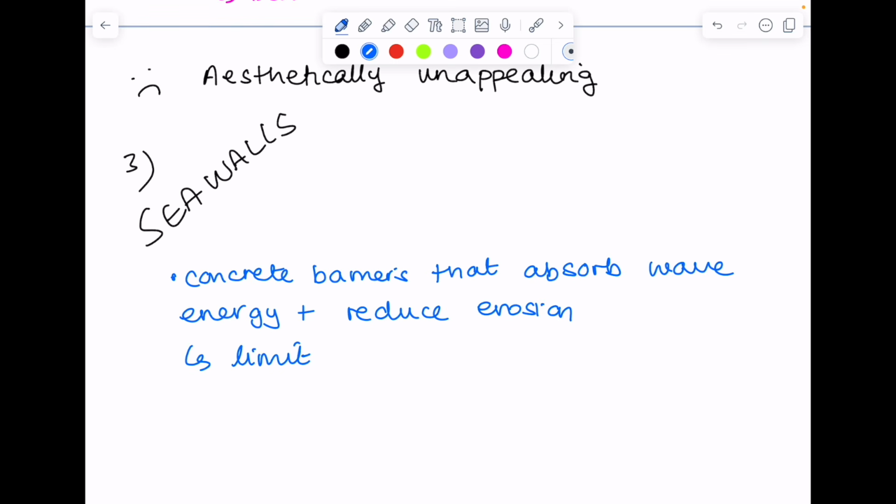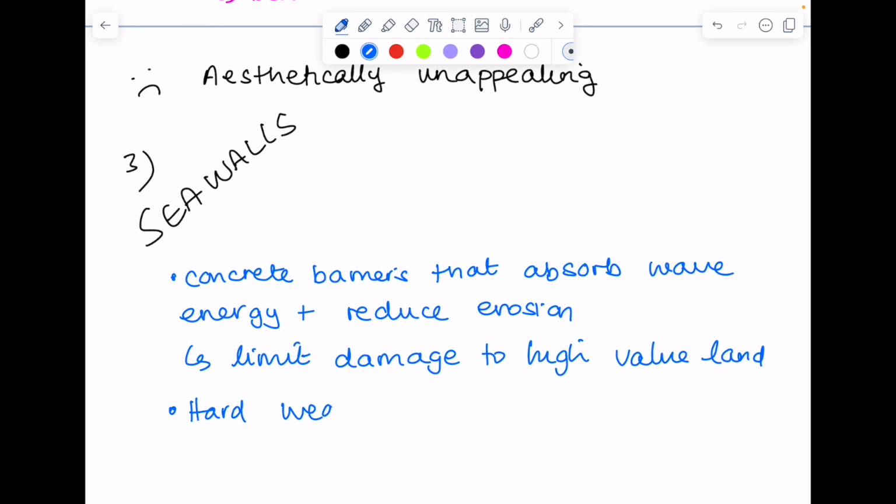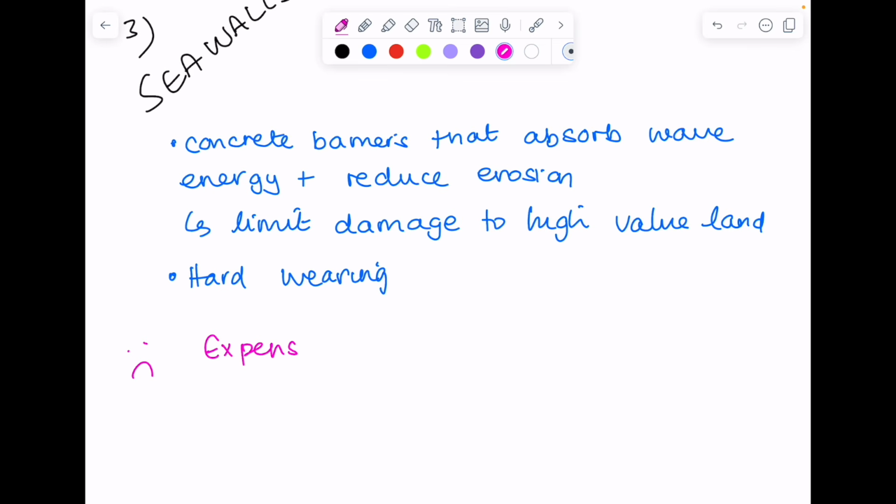So they limit damage to high value land. They're hard wearing. They're expensive to install and need maintenance. And this is what you'll find is common with all hard engineering strategies, is the level of maintenance they'll all require.